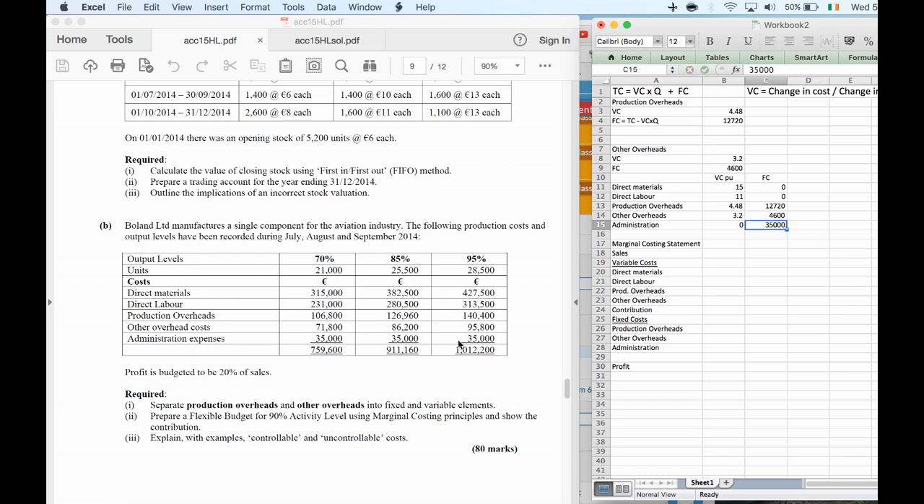So when I'm doing my marginal costing statement later on, I'm going to have sales, take away all my variable costs, and that gives me a thing called contribution. And then I'll take away my fixed costs, and that gives me all my profit. So the fixed costs, well, I have them in front of me now. So my production overheads fixed cost is that. My other overheads is the 4,600, and my administration is 35,000. So I'll add those together.